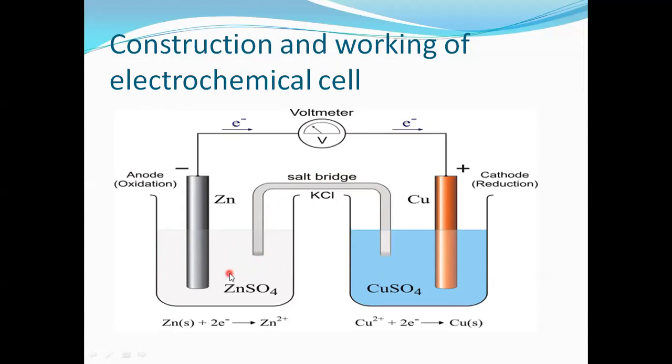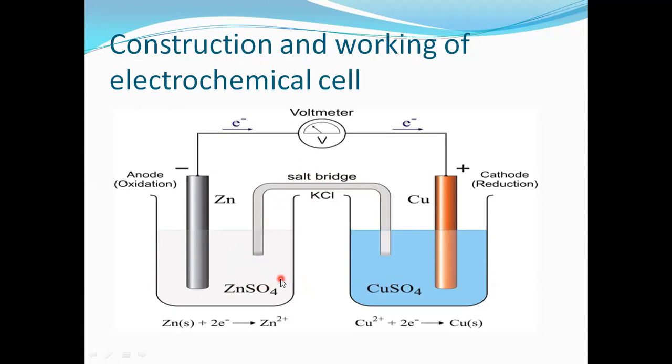What will be the anion here? Zn2+ is the cation. SO4 2- is the anion. Cu2+ is the cation. SO4 2- is the anion. Simple: the anion contains the negative charge and the cation contains the positive charge.